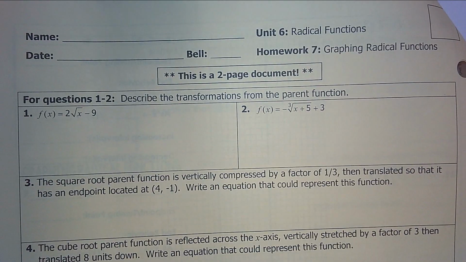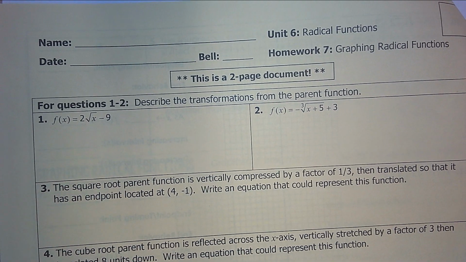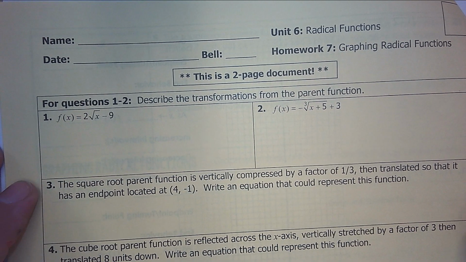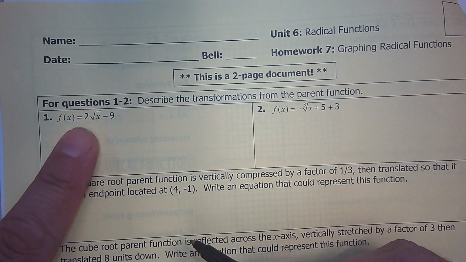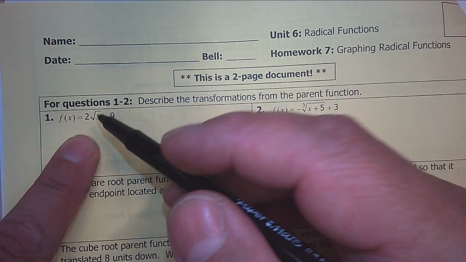Alright, here's your homework on square root and cube root functions to be able to analyze and graph. Describe the transformations from the parent function to this. The parent is the simplest form, and it would only be root x.